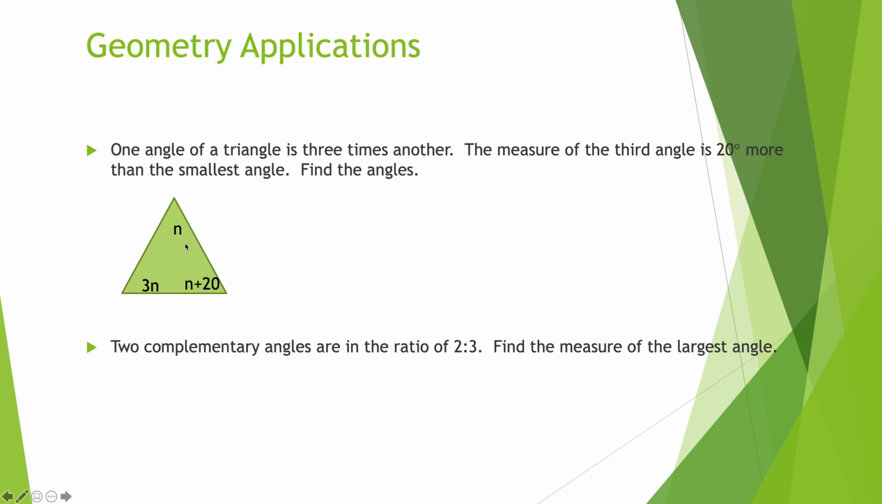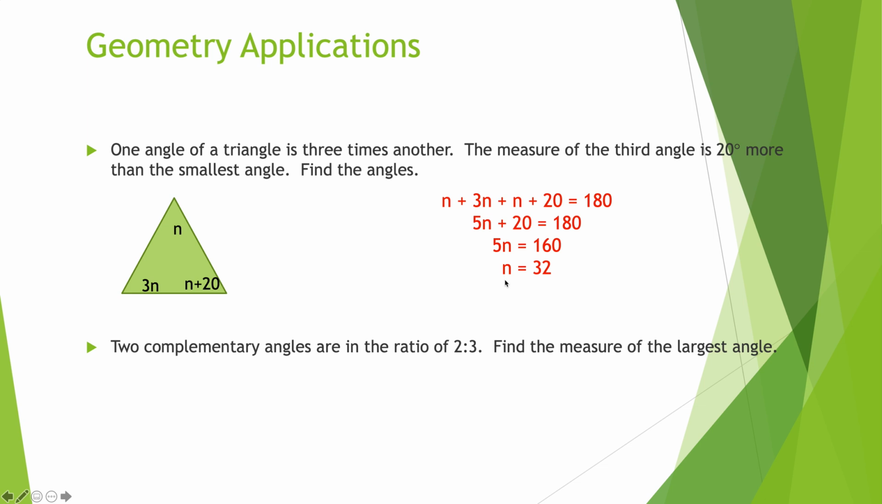Of course, the n is smaller than 3n. 3n means 3 times n, so it's got to be bigger. These numbers are positive. Okay, add up all three angles. The n at top, the 3n on the bottom left, and the n plus 20 bottom right. You've got to get 180 degrees. So 1n and 3n is 4n's, and another n is 5n, plus 20 is 180. Subtracting 20 from both sides, 5n is 160. Dividing by 5, n is 32.